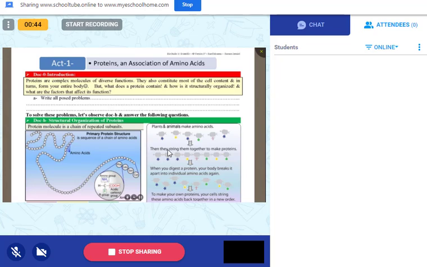Today inshallah we are going to start with chapter 3, activity 1. We're talking about proteins and the association of amino acids. So why do we study proteins especially? Because all the characteristics in the body are caused by proteins. As we have seen before, the eye color, the hair color, everything is controlled by enzymes, and enzymes are proteins.